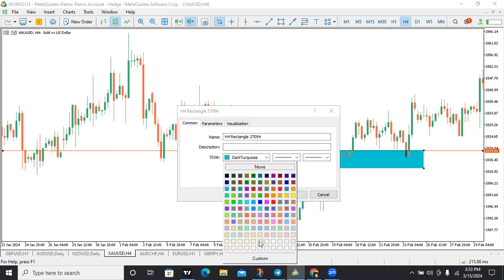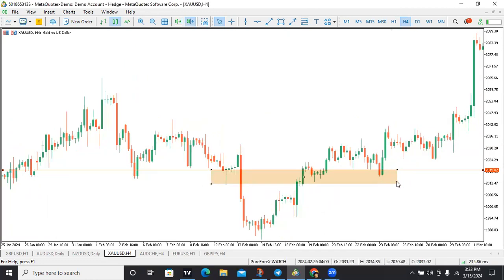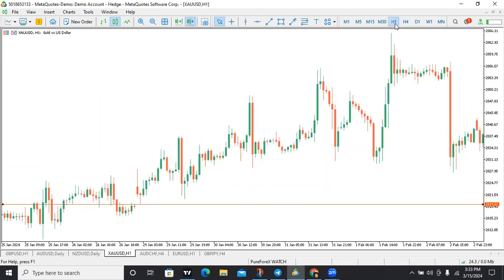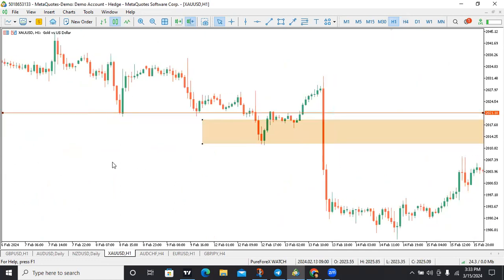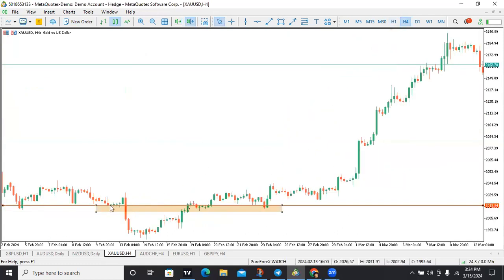All right. So now let's change the color. So this is the setup. Now let's go to, like I said, M30, M15. Let's go and look for a mini setup there. Let me adjust this line.